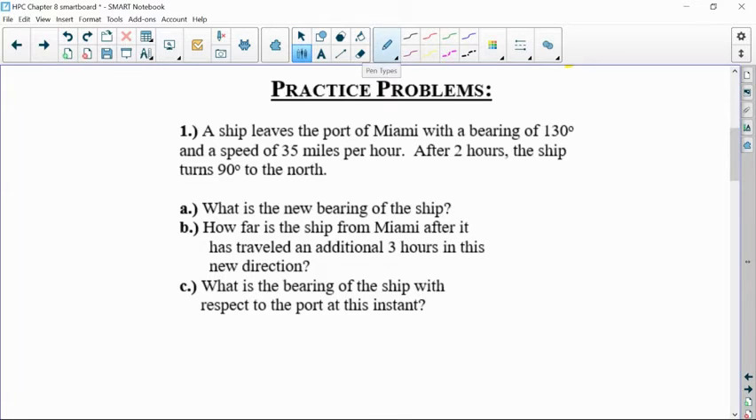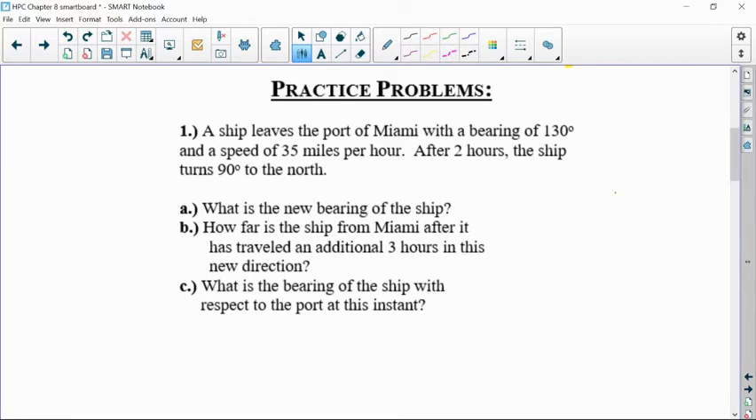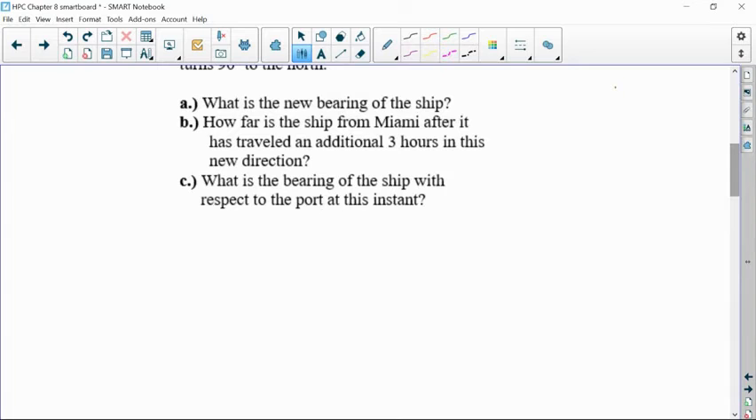Let's see. So go to my pen. Pick a color. Let's go that color. So 130 degrees and a speed of 35 miles per hour. So 130 degree bearing. So there you go. It's from due north. So 130 degrees, there's 90, 40 more. So we're going in this direction right here. And there's my trajectory. So it's 130 degrees right there. That's my 90 degrees, so I know that at least that angle right there is 40.